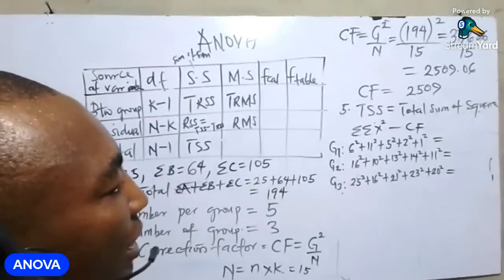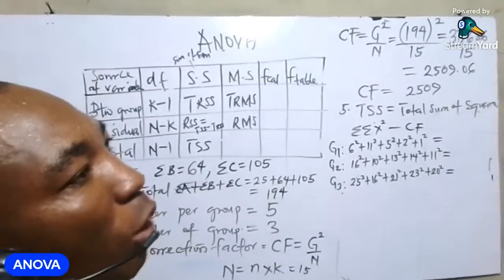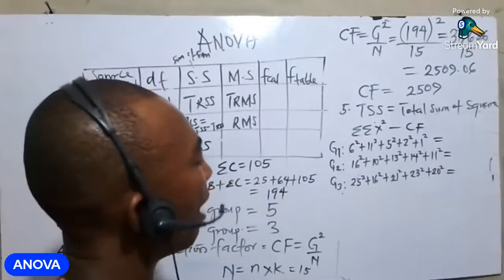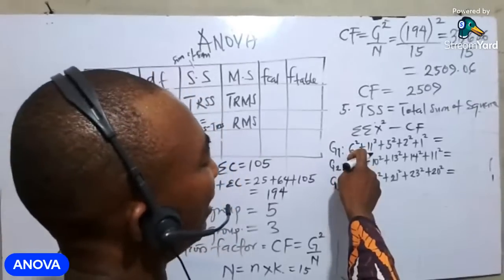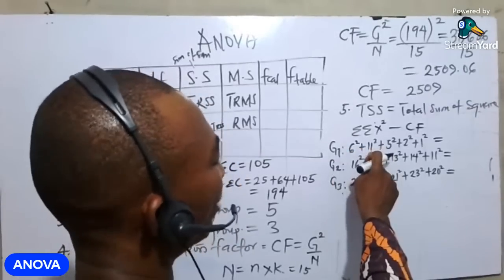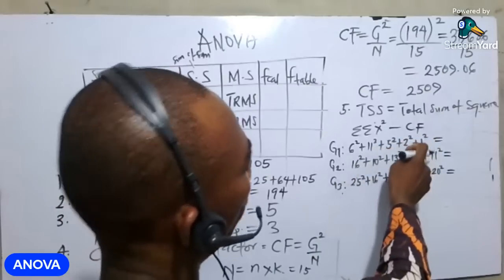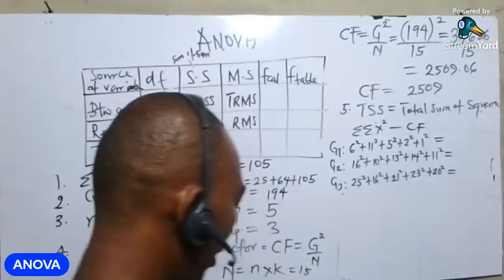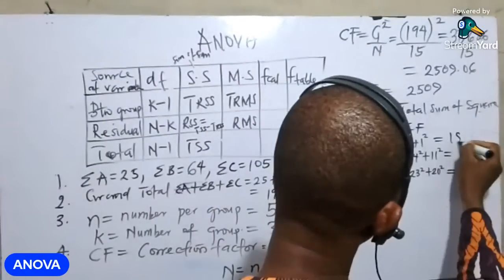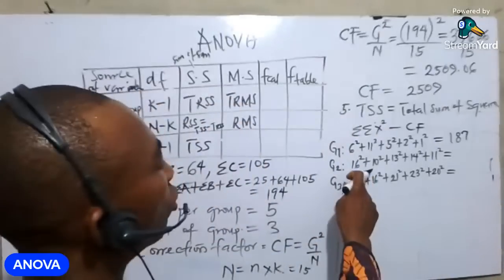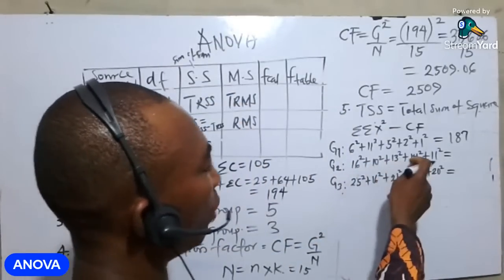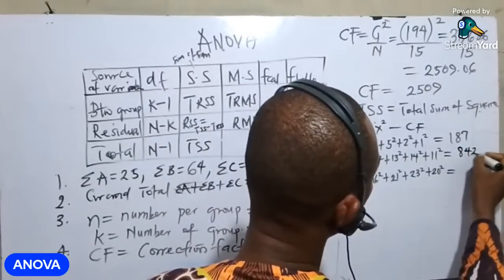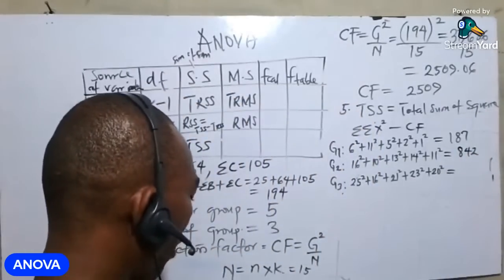Summation x square. That is, you square each of the observed values in each of the groups. So when you square everything, that's 6 squared, that is 36, plus 121, plus 25, plus 4, plus 1. And that will give me 187. 16 square plus 10 square plus 13 square plus 14 square plus 11 square. That will give me 842.